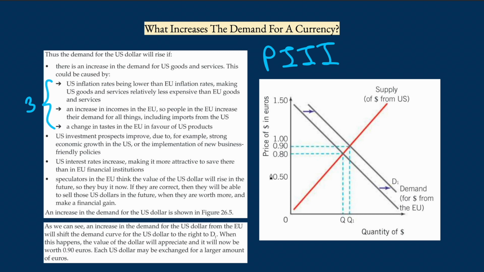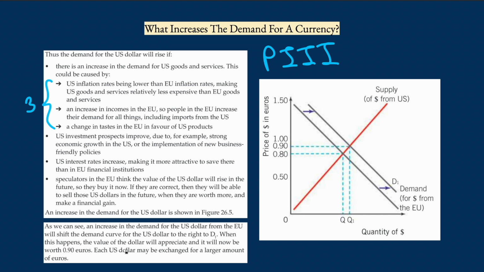And now we can look at this graph right here, which again is a microeconomic graph as shown by the singular D, which shows the increase in demand for the US dollar. So this is quite straightforward. Price of the dollar in the other currency and then quantity of the dollar. Supply curve of the dollar from the country that makes it and the demand for the dollar from the second country we're investigating. An increase in the demand for the US dollar from the EU will shift the demand curve for the US dollar to the right to D1. This would be D and this would be D1.